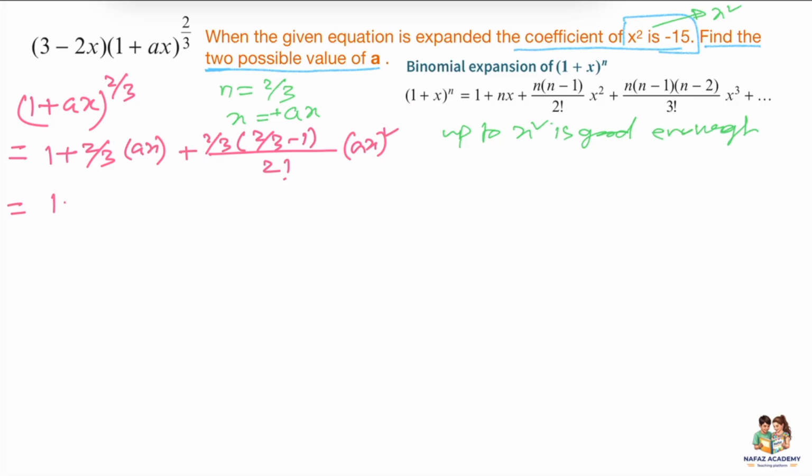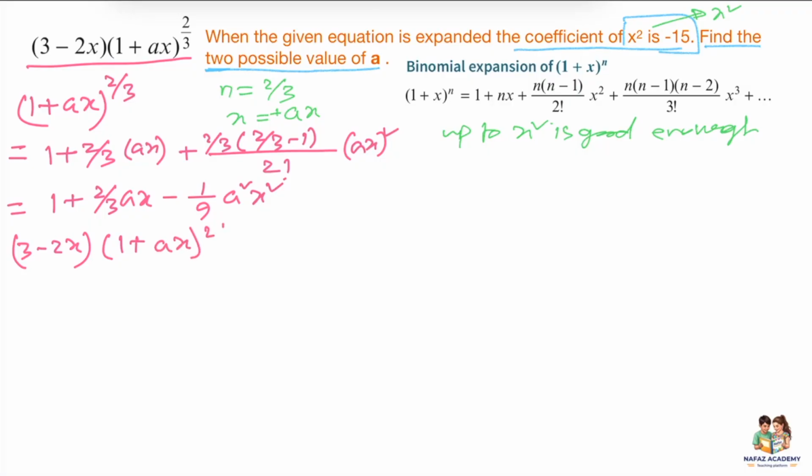Now what is the result of this expression? It is 2 over 3 ax plus 2 over 3 times minus 1 over 9 a squared x squared. And now we have to multiply with 3 minus 2x to get the full expression. There are x squared terms, so we will expand it up to x squared.